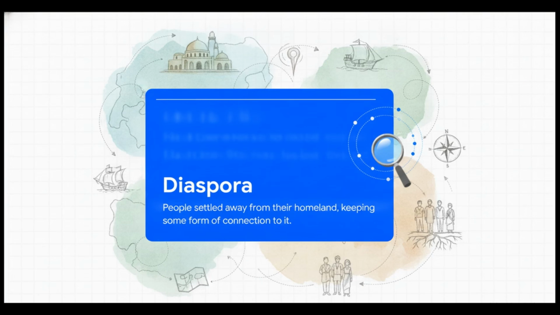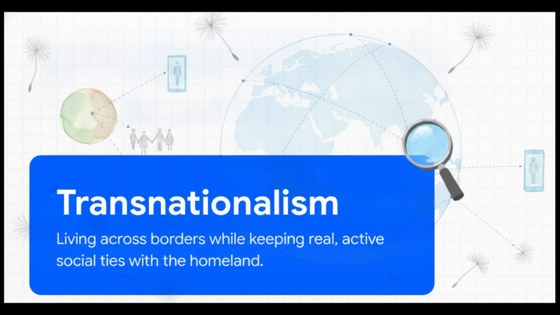First up, diaspora. Simply put, these are people who've settled away from their original homeland, but, and this is crucial, they actively keep some form of connection to it. Historically, this term was used for very specific populations, like Jewish or Greek communities living outside their homelands. But today, the sociological definition has evolved. Now it includes any group or community settled outside its traditional ancestral geography that just refuses to sever those ties with its origins.